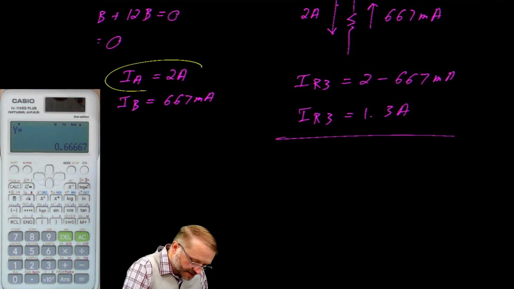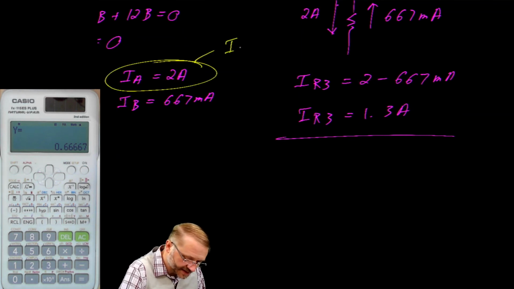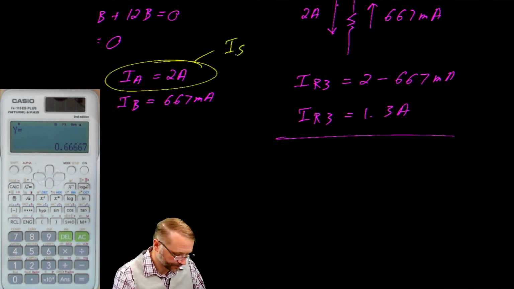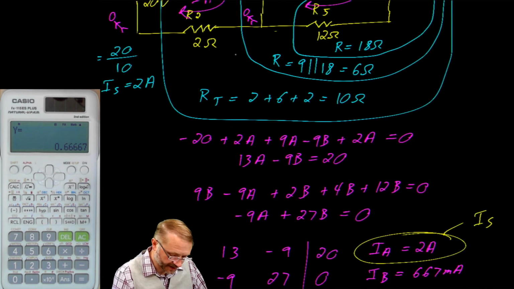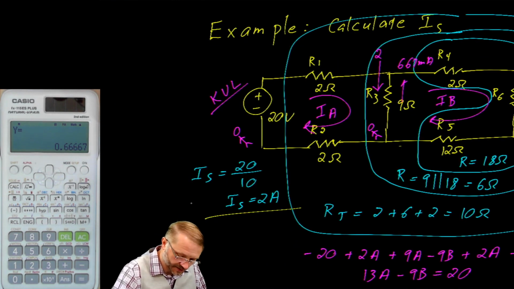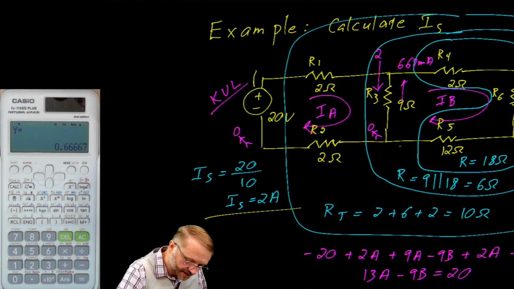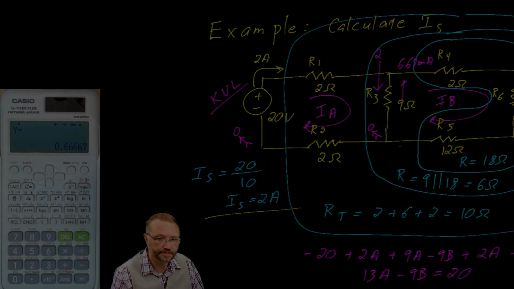Before I forget, this current right here, this was I source, which is the same as we got in the previous problem. So I source was 2 amps. So that's this current right here, 2 amps, just like we calculated.